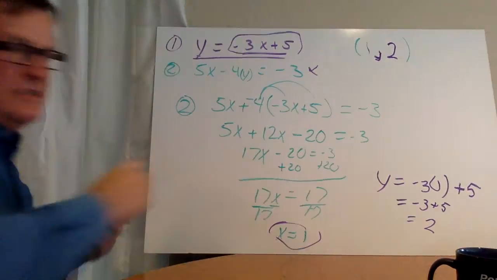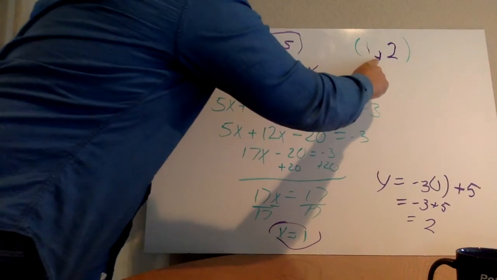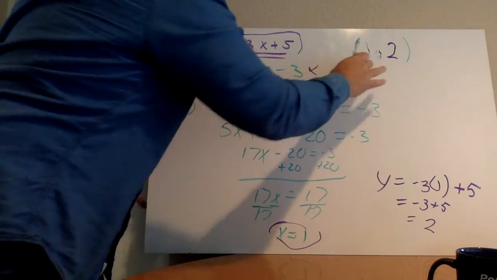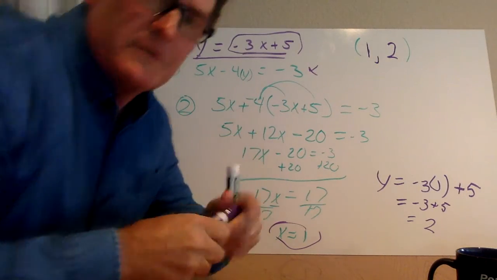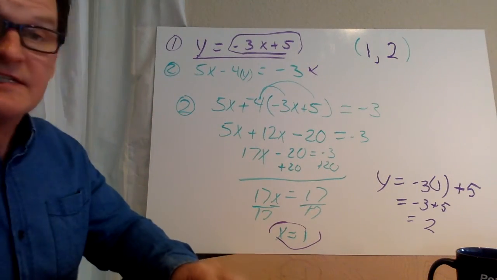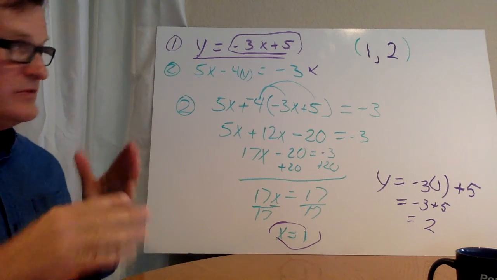So the final solution is the point 1, 2. That's the place where the two lines come together, and that's where the solution exists.